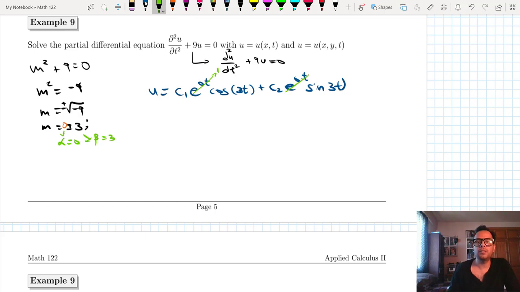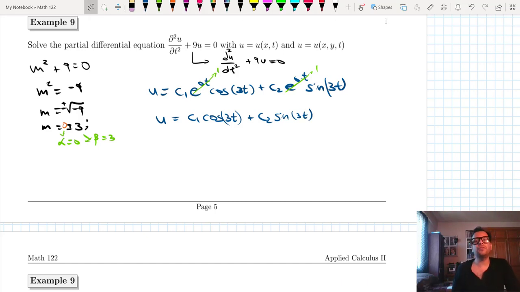That's 1. That's also 1. So we are going to be left with u equals c1 cosine 3t plus c2 sine 3t. Okay.